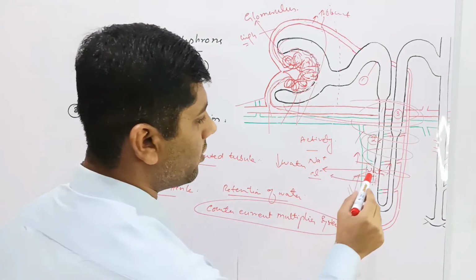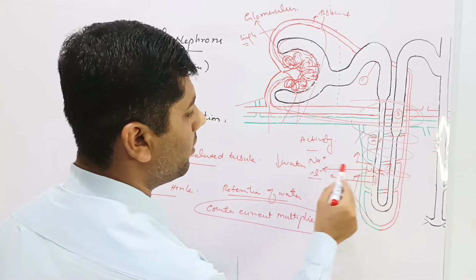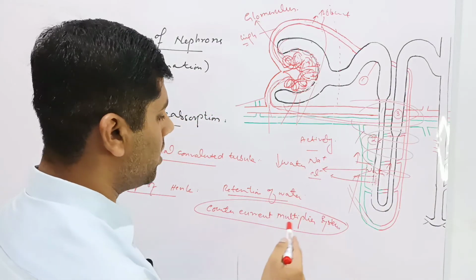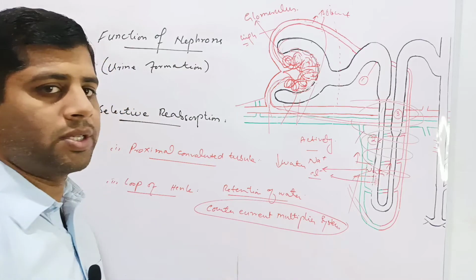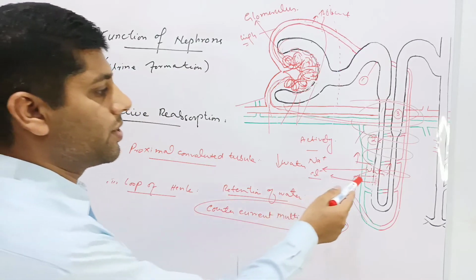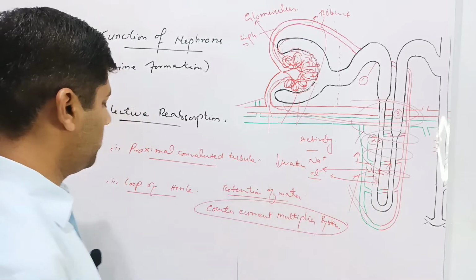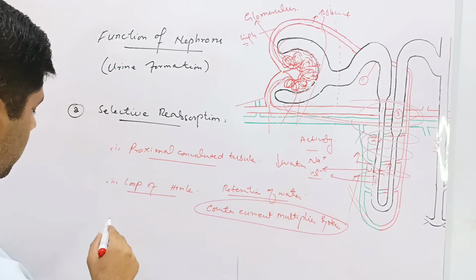So through the process of osmosis, water will leave the loop of Henle and return back to the blood and kidneys. So this is called counter current multiplier system, in which due to the concentration gradient, water has been reabsorbed from the loop of Henle. And third segment is distal convoluted tubule.